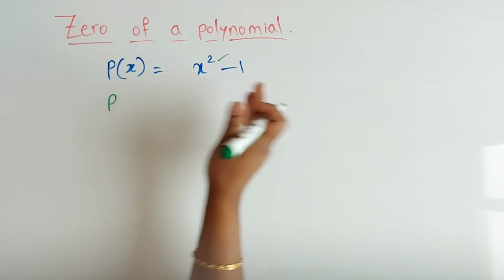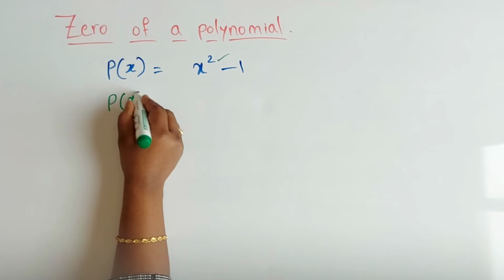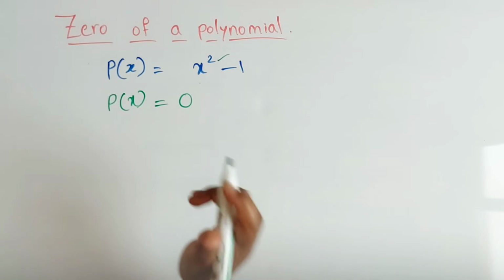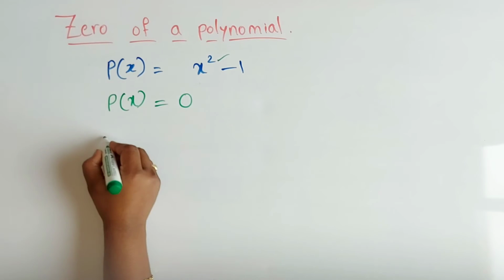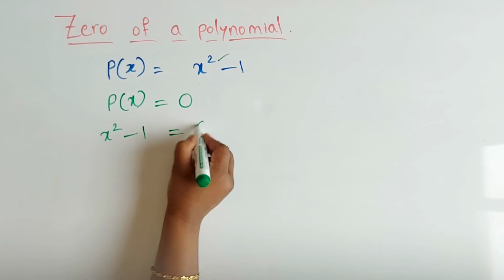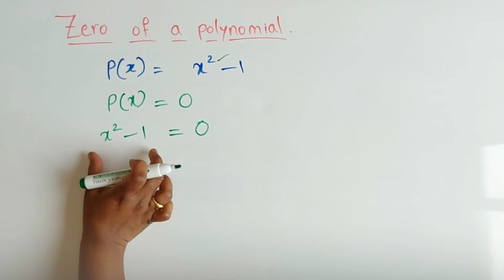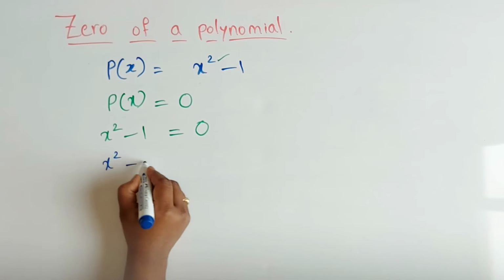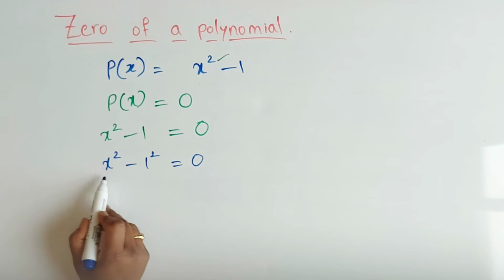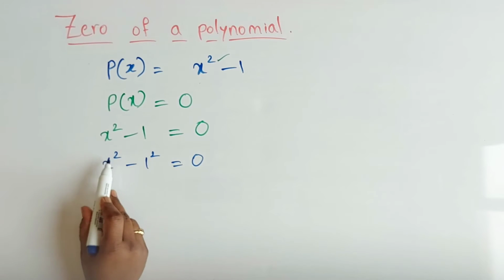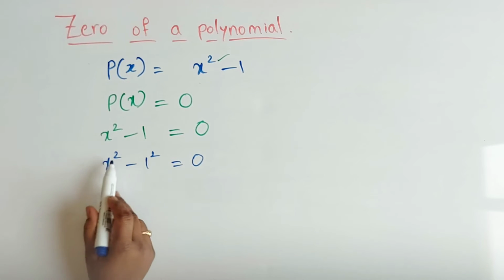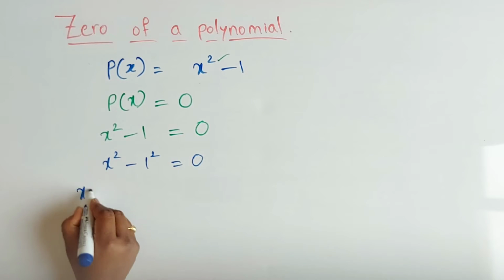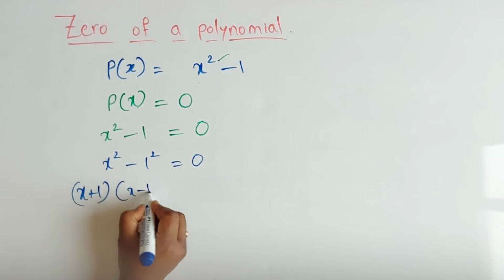To find the zeros of a polynomial, we have to do P of x equal to 0. That means we have to make the equation equal to 0. What is P of x equal to? x square minus 1 equal to 0. See here, x square minus 1. Can I write x square minus 1 square equal to 0? It looks like a square minus b square, which is nothing but a plus b into a minus b. So I am writing x plus 1 into x minus 1.